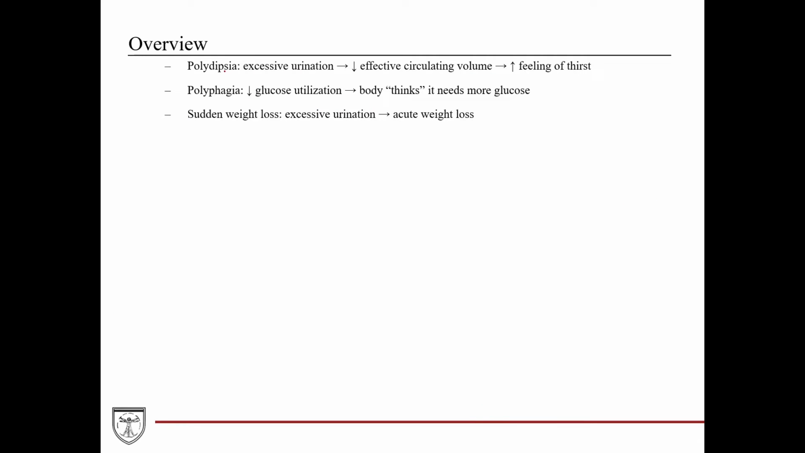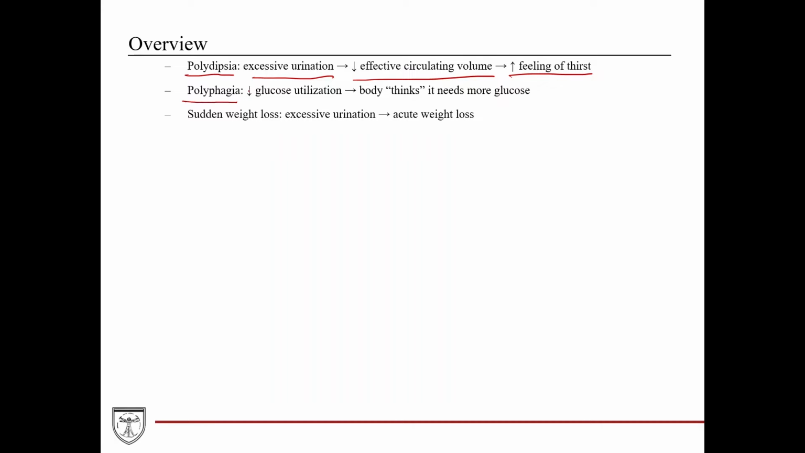And so the other symptoms that patients will have is polydipsia, which is where they're thirsty all the time. So they have an excessive feeling of thirst, and that's because if you have excessive urination, like I said, you're going to have decreased effective circulating volume, or low blood volume. So your body responds to that by saying, oh, hey, I need to drink more water to replenish that. And so you feel thirsty because you're peeing all the time. So these patients, they're going to be peeing a lot, feeling very thirsty all the time.